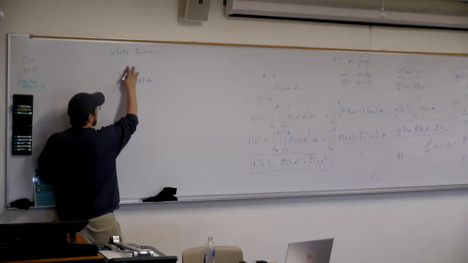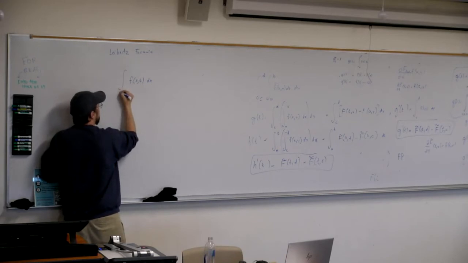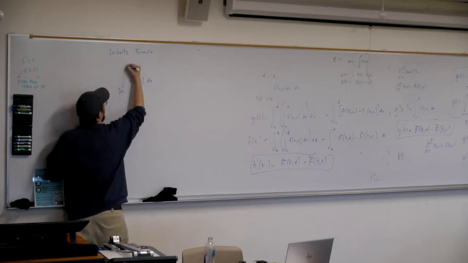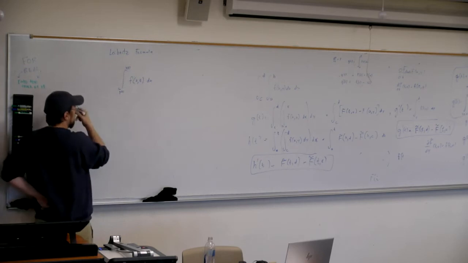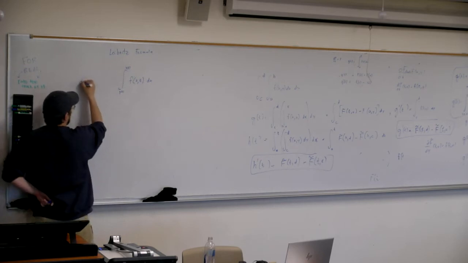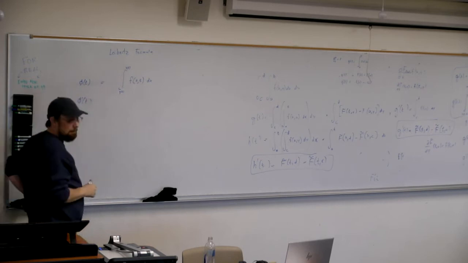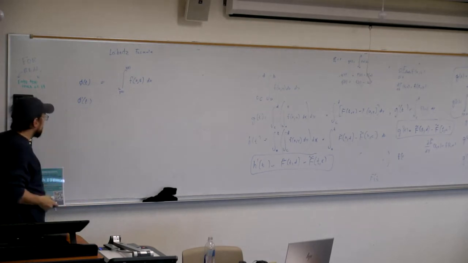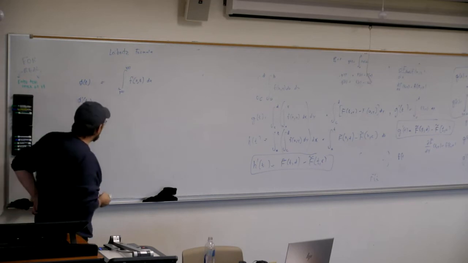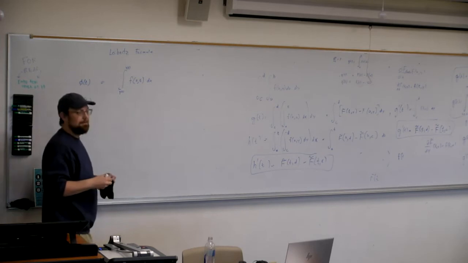But what happens if the lower and upper bounds are functions of t themselves? So what if these are the bounds of the integration? So you ultimately have a function of t. And so how do you find the derivative of this with respect to t? Well, you're going to have to use the chain rule.